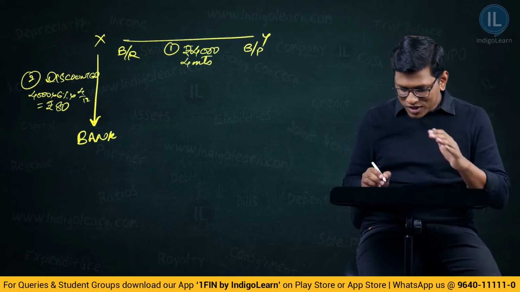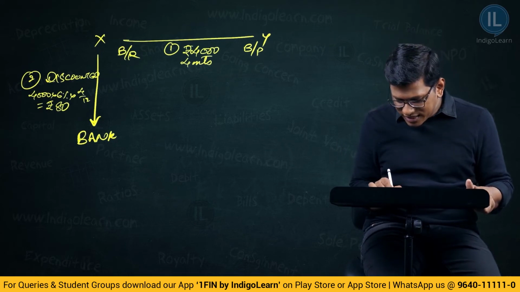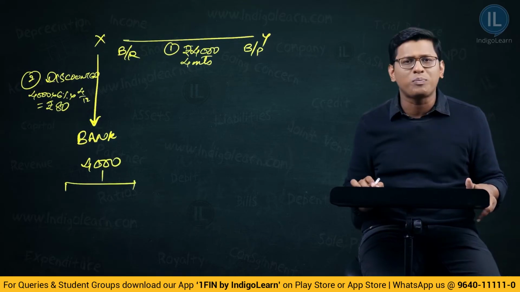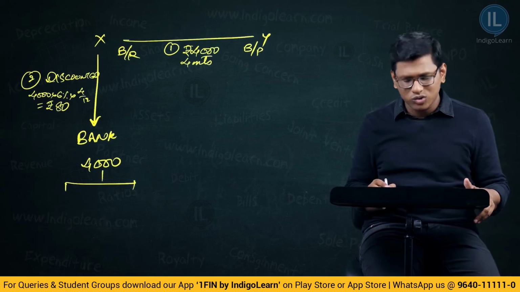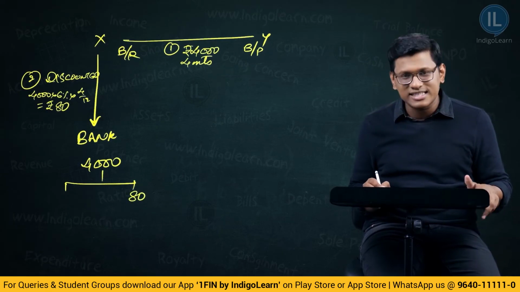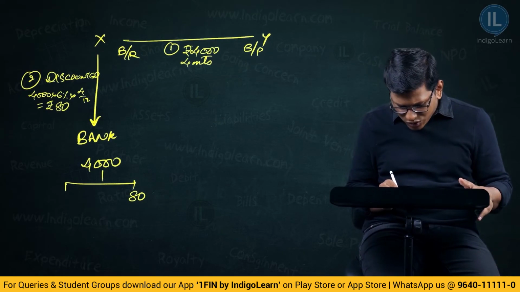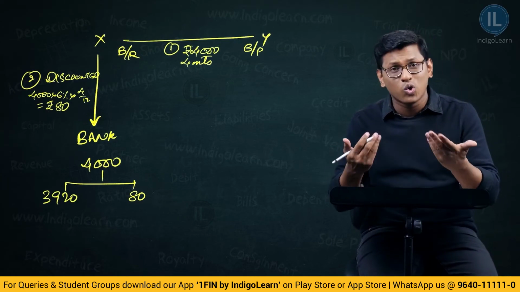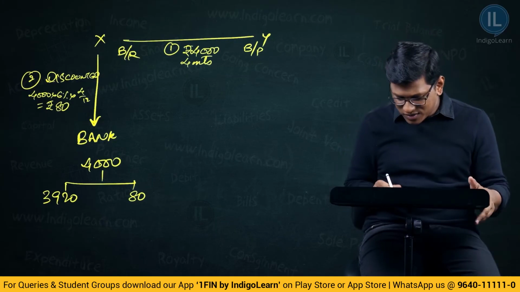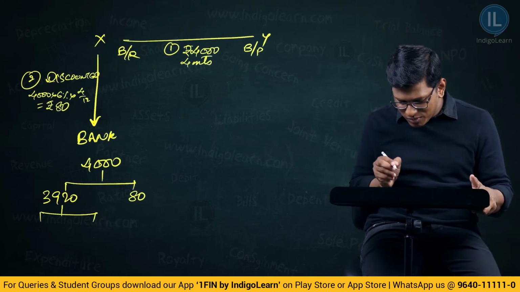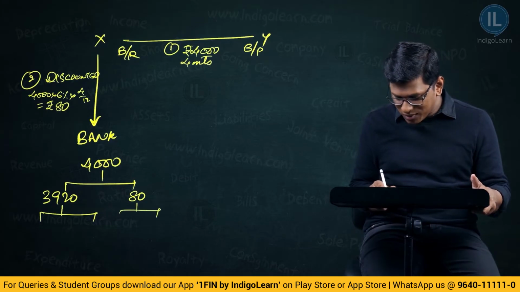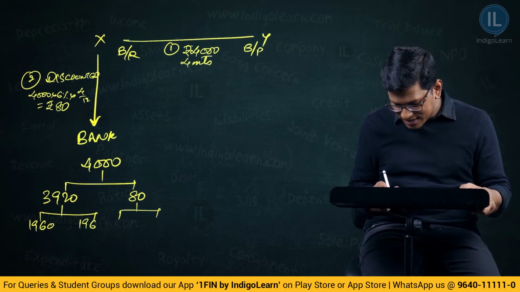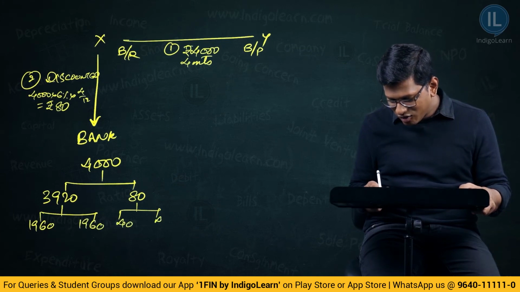No, it's not like that. So essentially what is happening is, this 4,000 rupees bill will now be divided into two parts. Strictly it should be divided into two parts. What are the two parts? 80 rupees is the discount. 3920 is the money which bank gave to X. Now, this should become two parts. This also should become two parts. If this becomes two parts, 1960, 1960, this will be 40, 40.